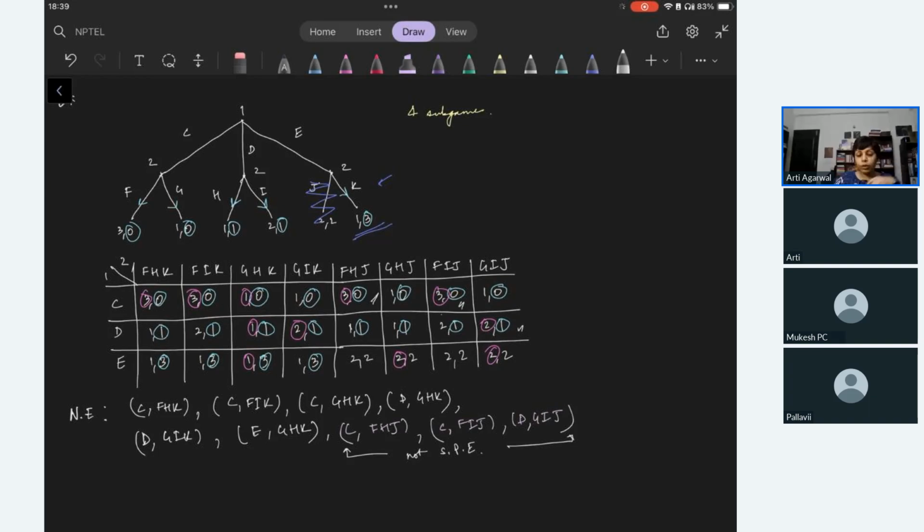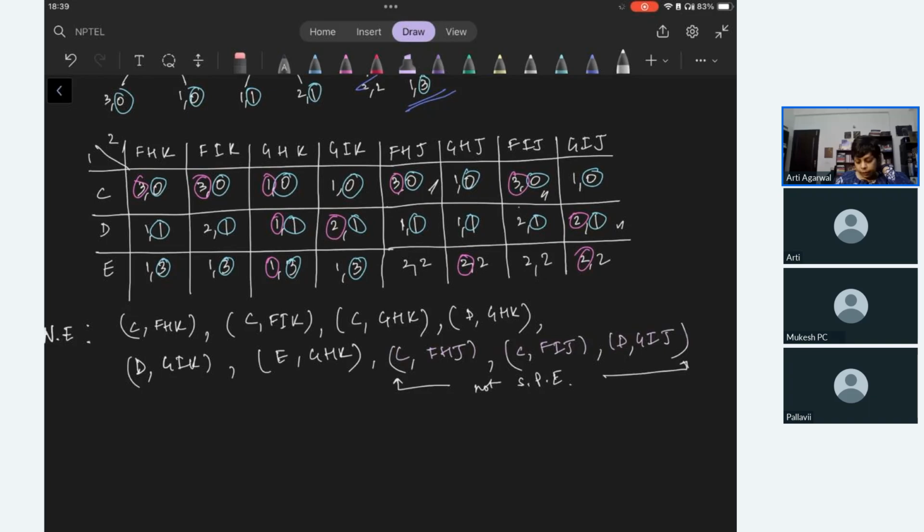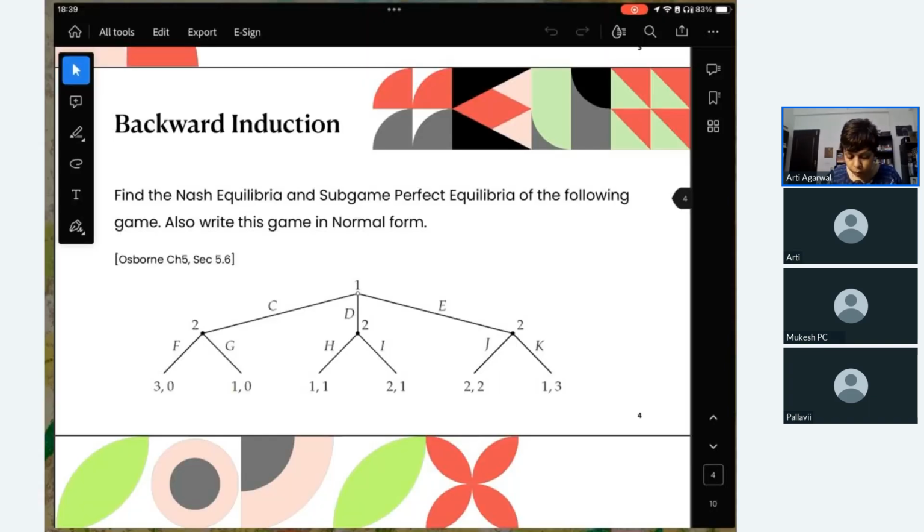But if you are asked all the Nash equilibria of the game, then you will add this whole table, all the possible combinations of the strategies, and you'll do the usual best response analysis. And this is all the Nash equilibria you will get. Okay. So I hope this explains the concept of subgame perfect equilibrium and how it is different from Nash equilibrium. Okay, so let's go back to the questions.